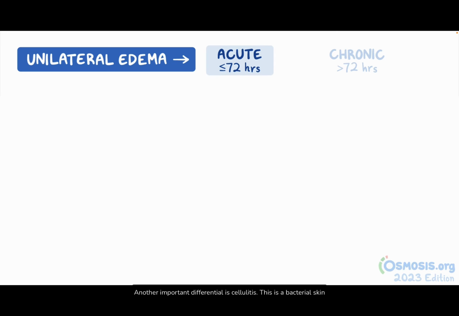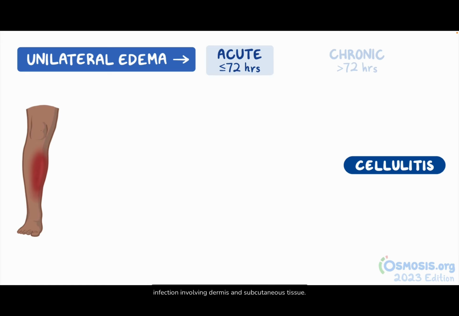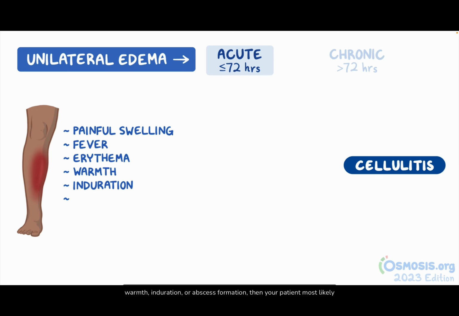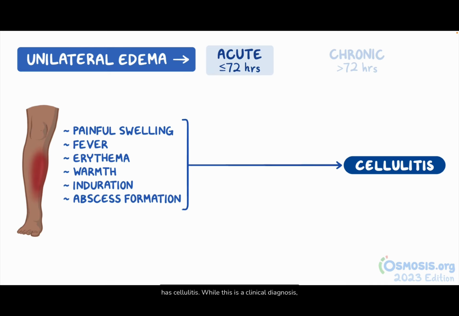Another important differential is cellulitis. This is a bacterial skin infection involving dermis and subcutaneous tissue. The patient may develop painful swelling, often associated with fever. If your examination shows erythema, warmth, induration, or abscess formation, then your patient most likely has cellulitis.